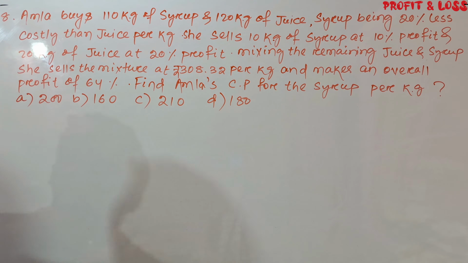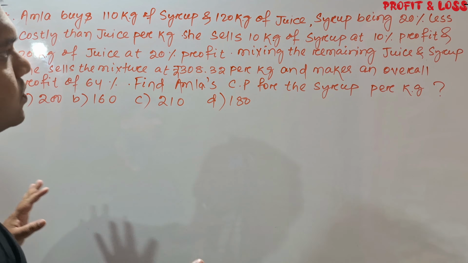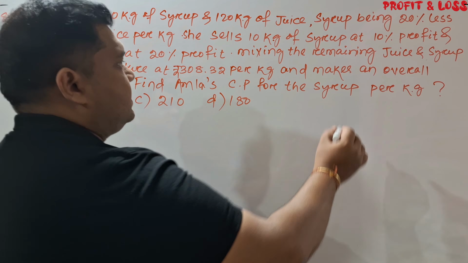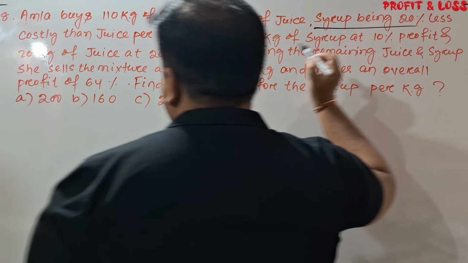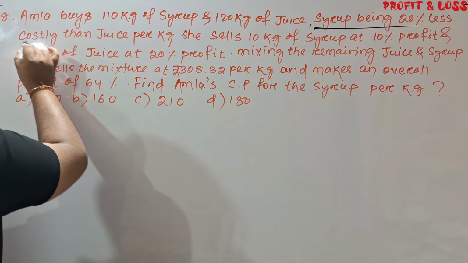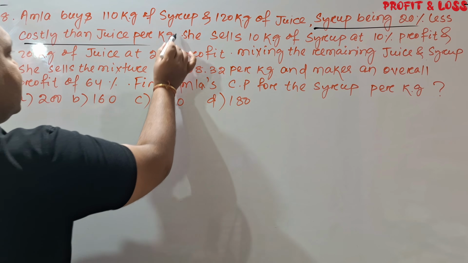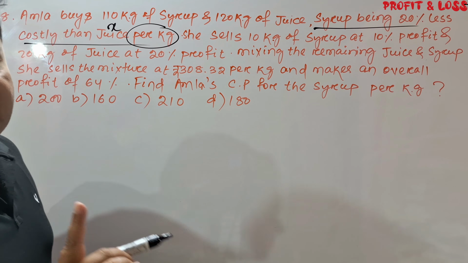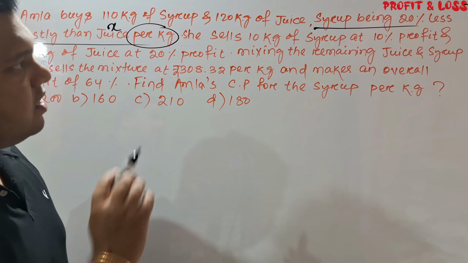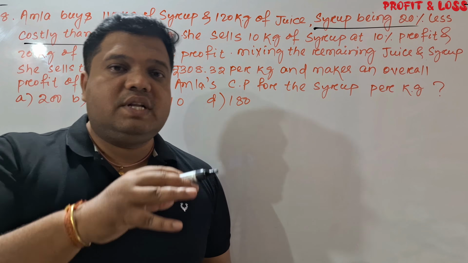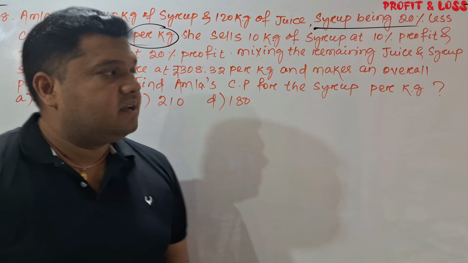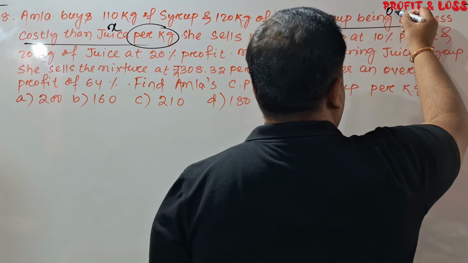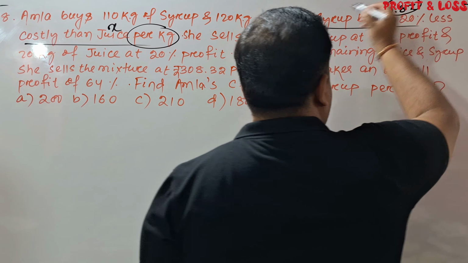Okay. Achha, here no information is given. Cost price of juice, cost price of syrup, no real data given. And here it is given syrup being 20% less costly than juice. Means cost price of syrup depends upon juice per kg. So if I assume X is the cost price of 1 kg of juice, then syrup is 20% less costly. 20% less means what? 80%. The 80% of X means what? 80 by 100, 0.8X. 0.8X is the cost price.